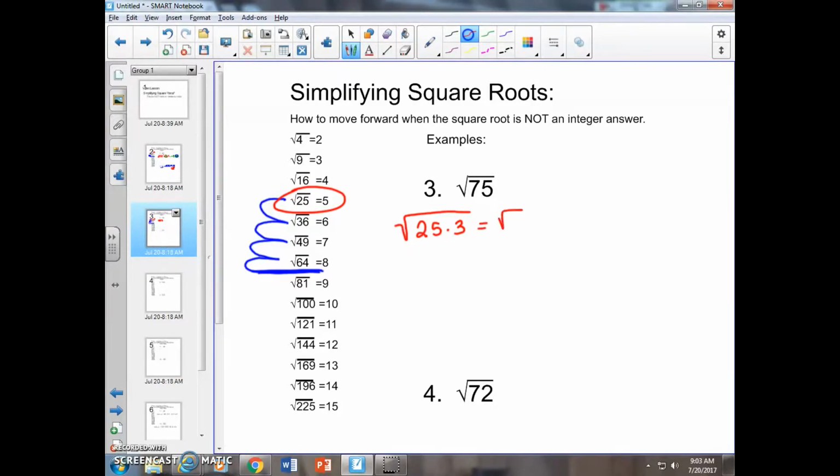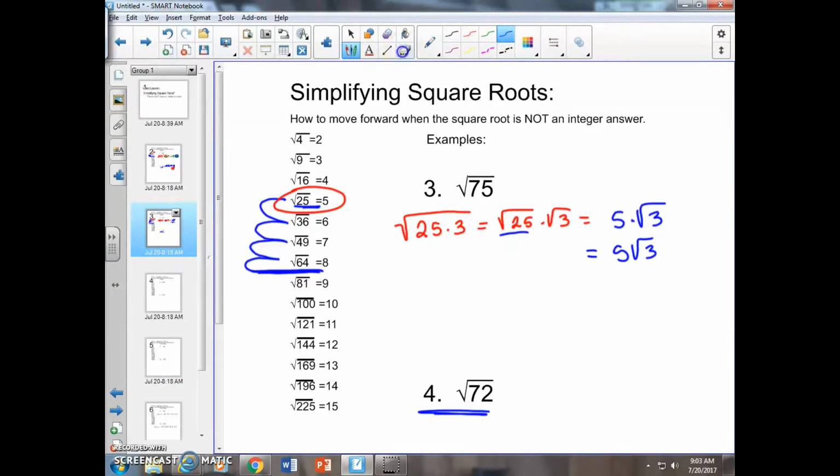When we take the square roots separately, it looks like this. And then we know that the square root of 25 is 5, times, we don't know the square root of 3, so the simplification is 5 times the square root of 3.